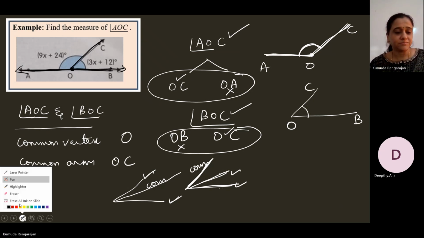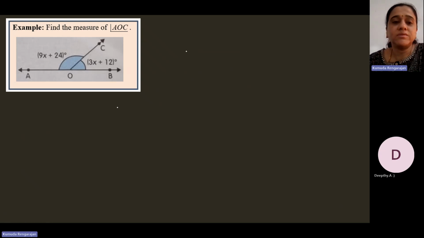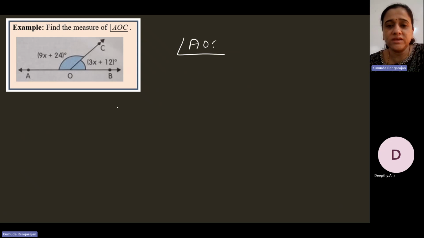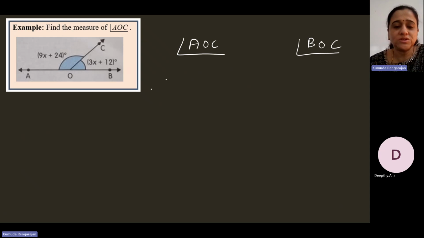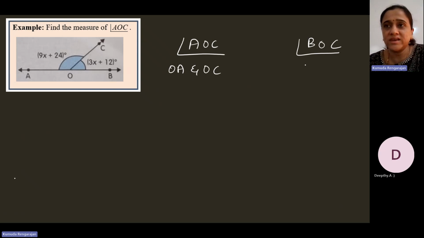Please see it again. Name the two angles in this figure. Angle AOC and angle BOC. Okay, these are the two angles. Now, let's talk about the common arm. Which are the arms of these two angles? The arms of angle AOC are OA and OC. The arms of angle BOC are OB and OC, right? Correct?